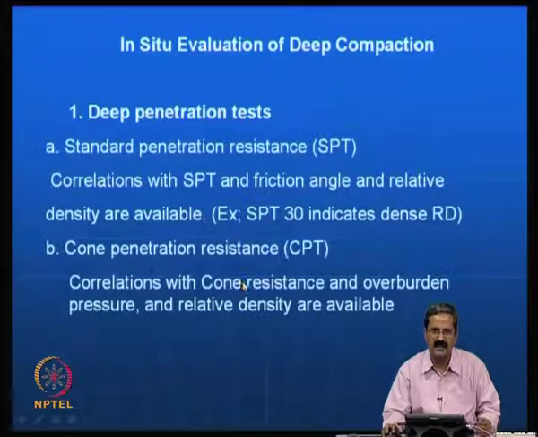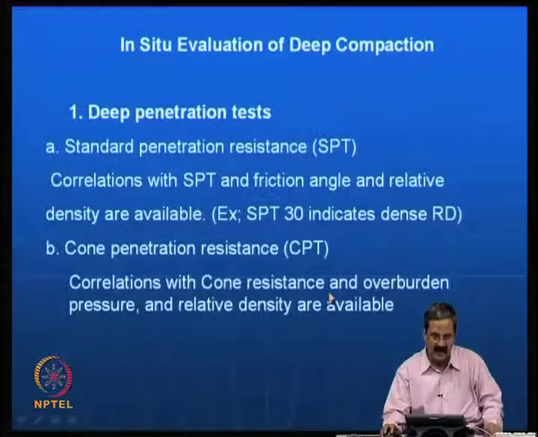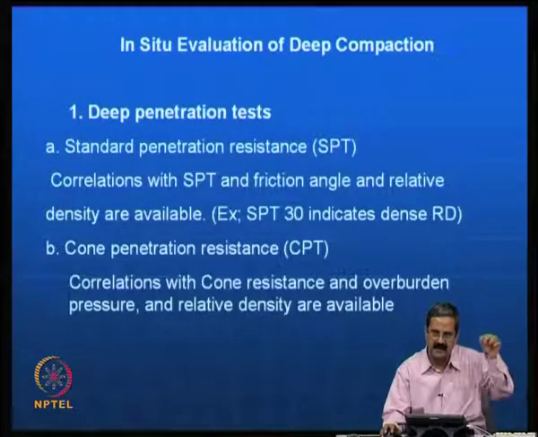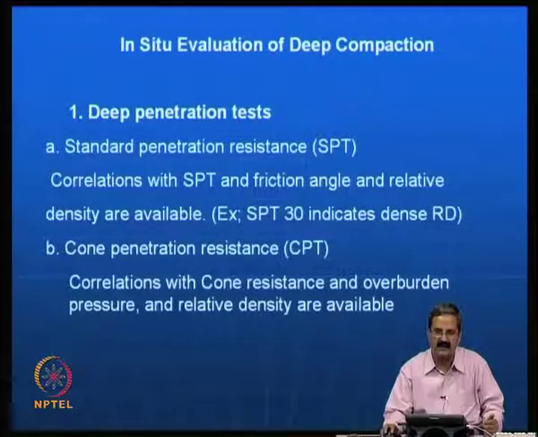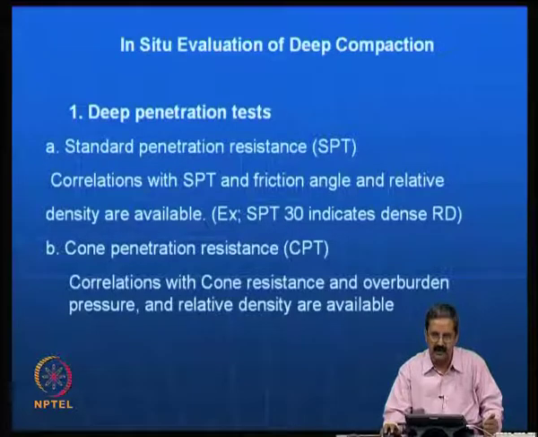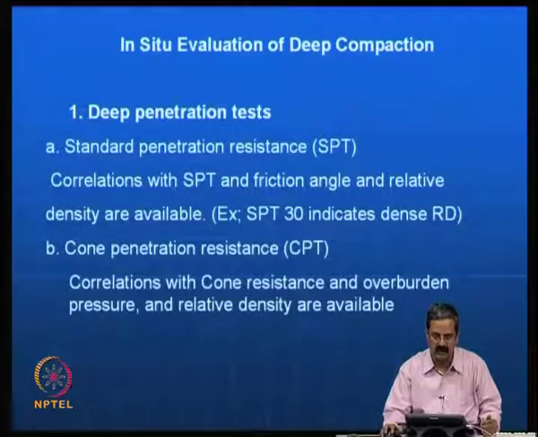Now, you also have cone penetration resistance, which we call the CPT test, and here again we have correlations with cone resistance. The cone continuously drives into the soil, and the advantage of the cone penetration is that it gives a continuous record of the skin friction, shaft friction, pore pressure ratio and many other things. In fact, it can even measure seismic wave velocity if you have a proper tip attachment to the cone. So, it is very useful nowadays.